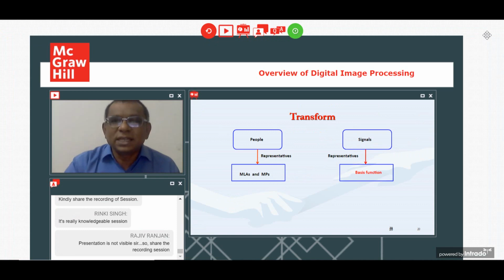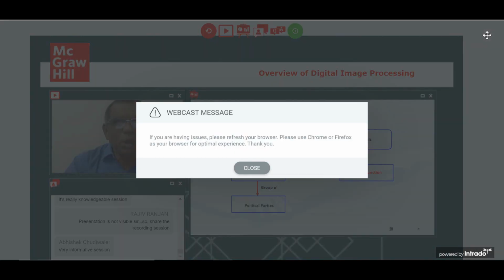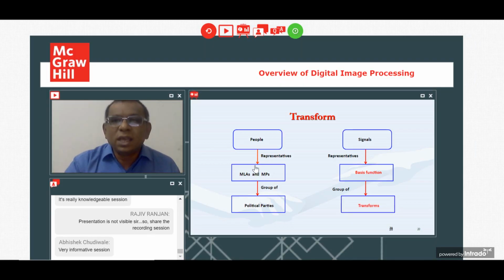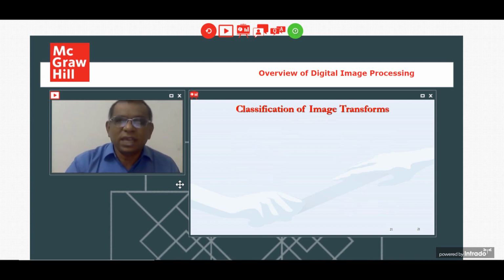So we are representing the signal through basis functions. The people are represented through MLAs and MPs. Here, the group of MLAs and MPs form the political party. Here, a bunch of basis functions forms the transform. That is, different basis functions give rise to different transforms. This is what we want to convey in this slide. So one transform may not cater to a wide category of signals.